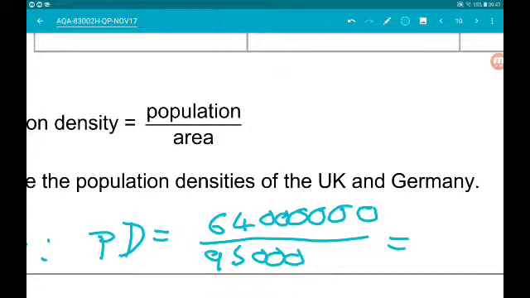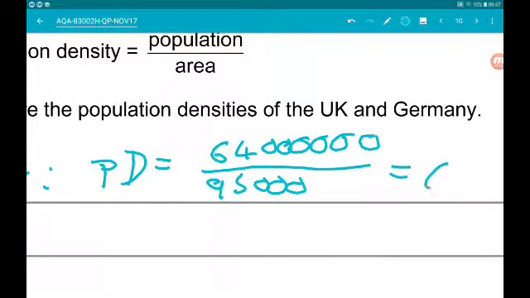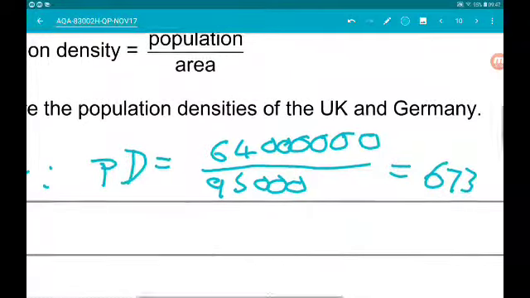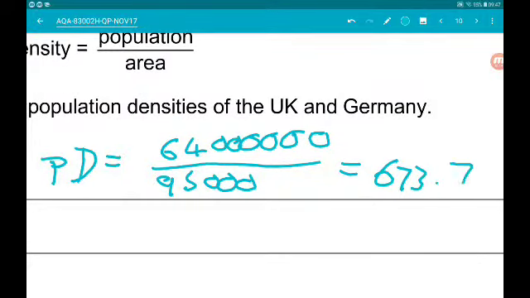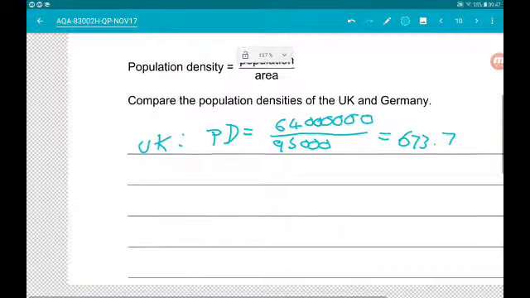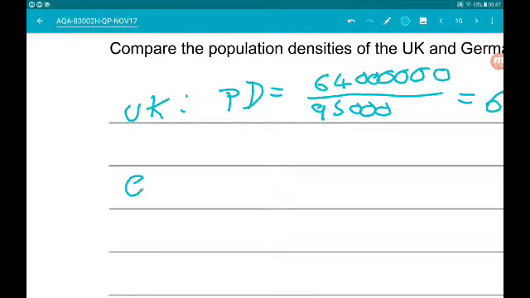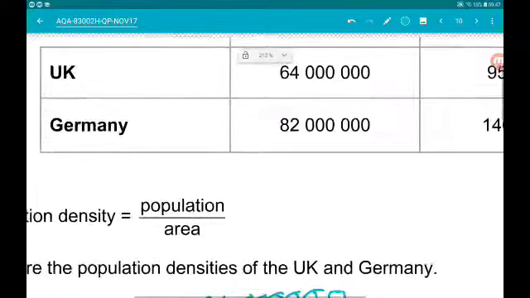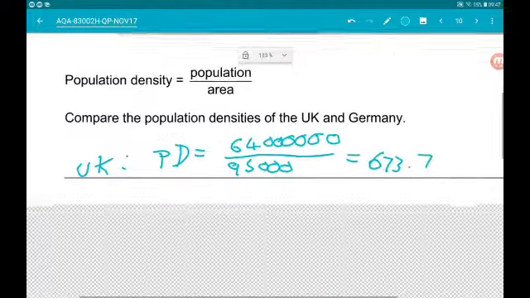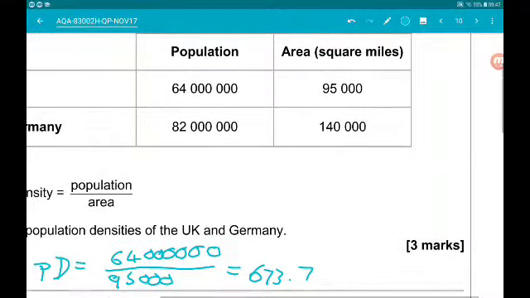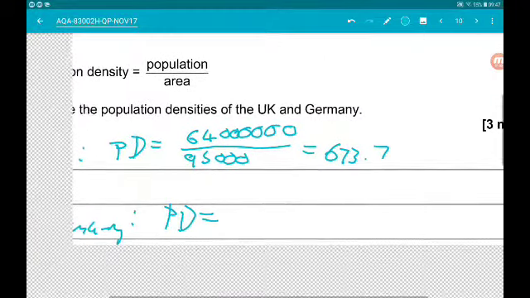Now that's going to give us 673.7. Now if we do the same for Germany, so we're doing 82 million divided by 140,000.